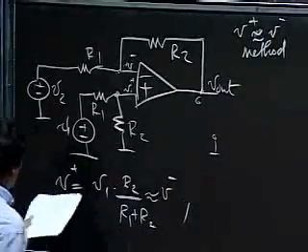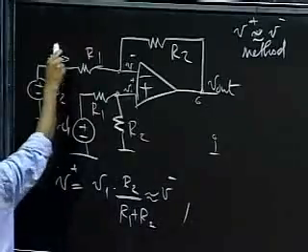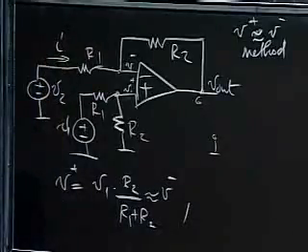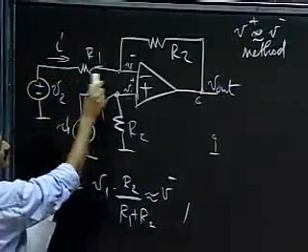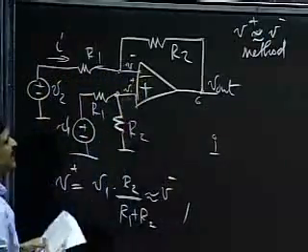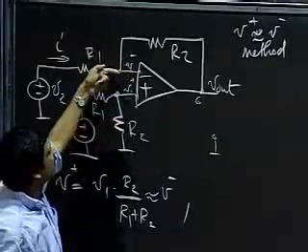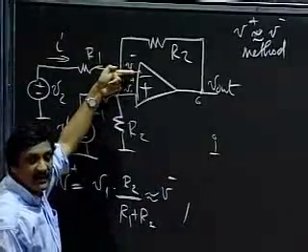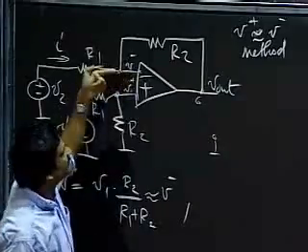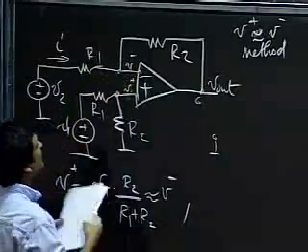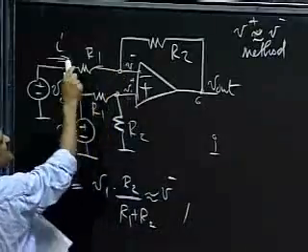The next thing that we know, let's say this is the current I. So if this current I flows here, we know that there is no current going in here. The op amp has an infinite input resistance, so there's nothing going in there. There's no current going in there. So if there's no current going in here, what must happen to I?